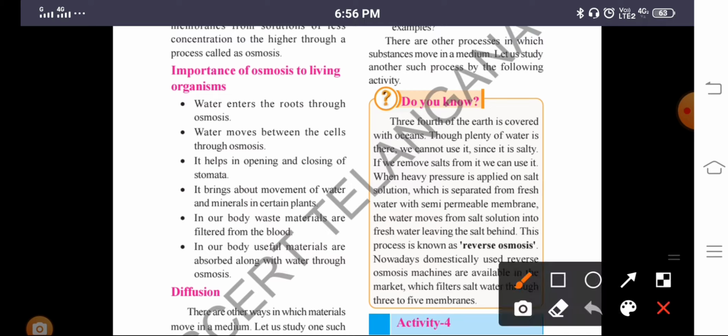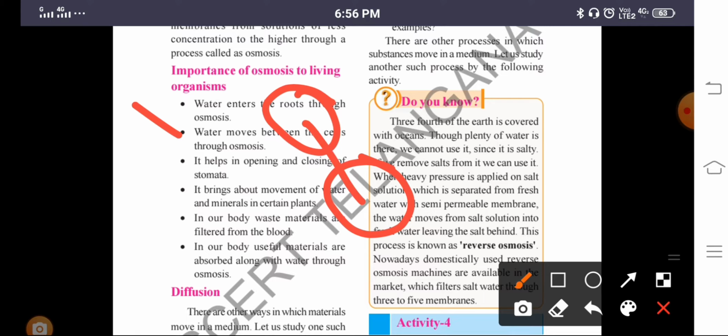And the second point: water moves between the cells through osmosis. After entering the cell, the water must reach each and every cell, so from this cell to this cell, water moves through osmosis.